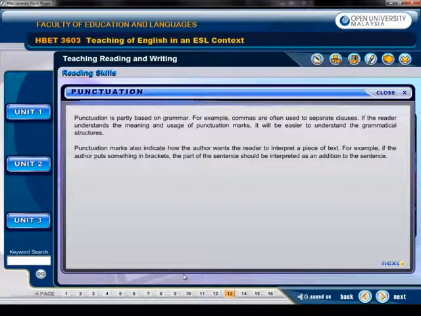Punctuation is partly based on grammar. For example, commas are often used to separate clauses. If the reader understands the meaning and usage of punctuation marks, it will be easier to understand the grammatical structures. Punctuation marks also indicate how the author wants the reader to interpret a piece of text. For example, if the author puts something in brackets, the part of the sentence should be interpreted as an addition to the sentence.